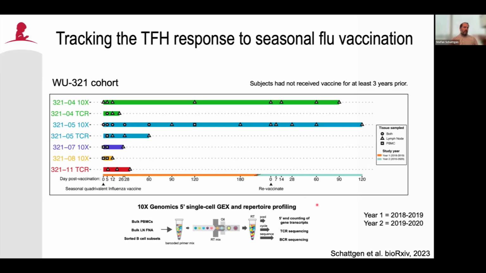and then vaccinating them 1 year later. And I will note that these subjects had not received a vaccine for at least 3 years prior. Whether or not they had a flu infection asymptomatically is a little harder to say, but we can at least say that they did not receive a vaccine.